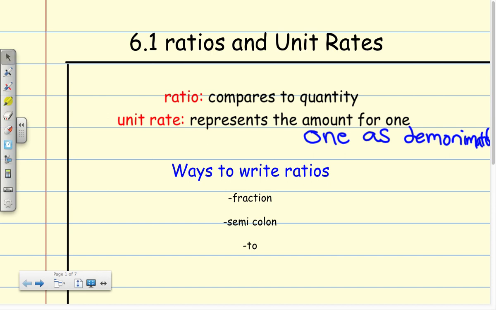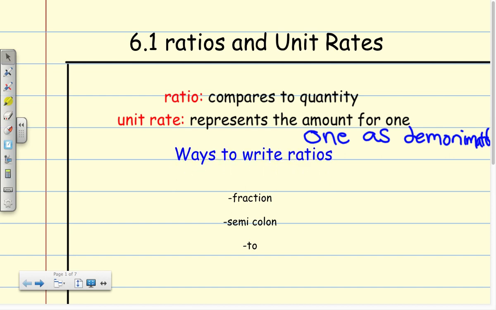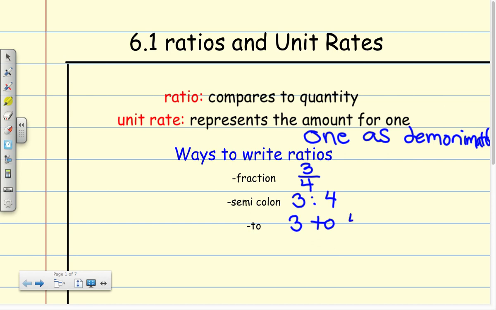Ways to write ratios. We learned about this yesterday a little bit. You can write ratios as a fraction, like 3 to 4. You can write it with a colon, like 3 is to 4. Or you can write it with the word to, 3 to 4. Those are 3 different ways, and you need to be confident that if I were to give you any of these 3 ways, you would know what to do and know that they represent a ratio.